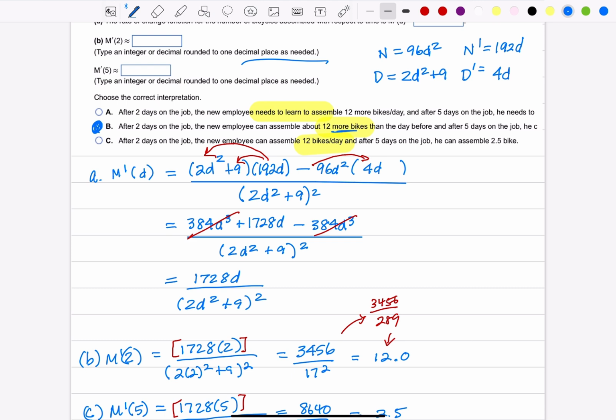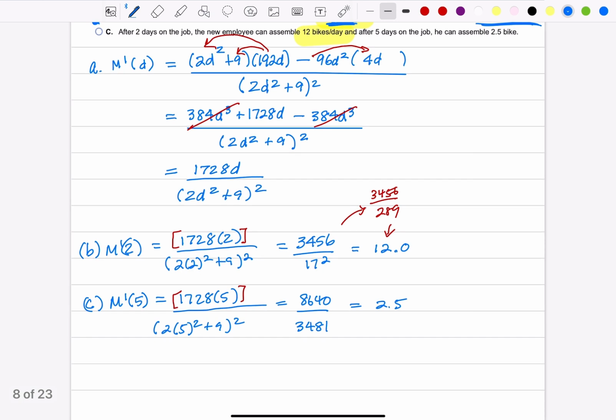This more, okay, is telling you, is the change going up or is the change going down? Well, that's it. And then this part's cut off, but it also says after 5 days on the job, they can assemble only 2.5 more bikes than they could assemble the day before.